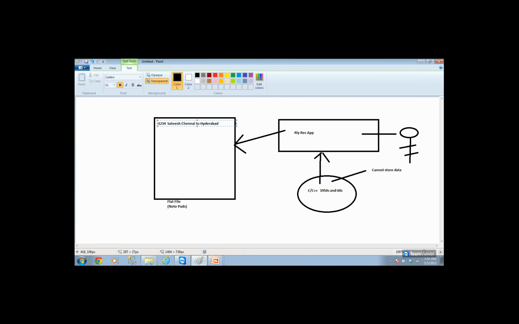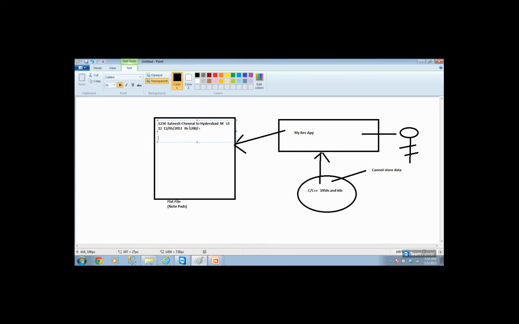Hyderabad, and he is male, and the coach number is S3, and the seat number is say 12, and the date of journey is 12th May 2013. The amount is 1200 rupees. So you booked some AC ticket. Okay. Now, this is how whenever you book a ticket, the data is captured using the railway reservation system.